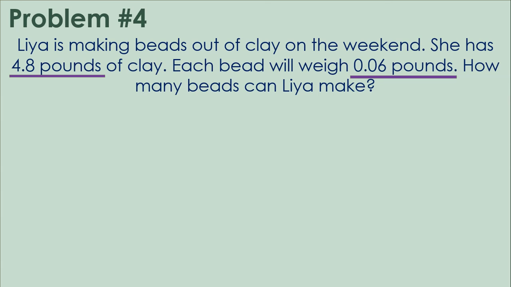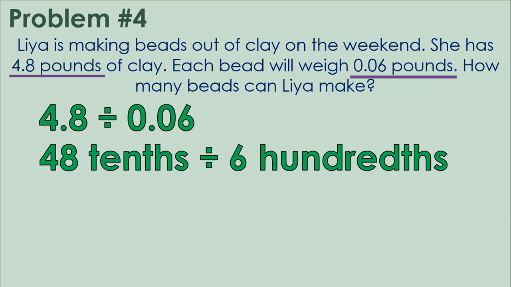Well, when we're distributing the total amount into equal sized groups, we know we're dividing. So we're going to be dividing 4 and 8 tenths divided by 6 hundredths. First thing we're going to do is rewrite both of these numbers in unit form. So we have 48 tenths divided by 6 hundredths. Now we're going to rewrite our dividend, which is this first number here, so that it's matching the same unit as hundredths.